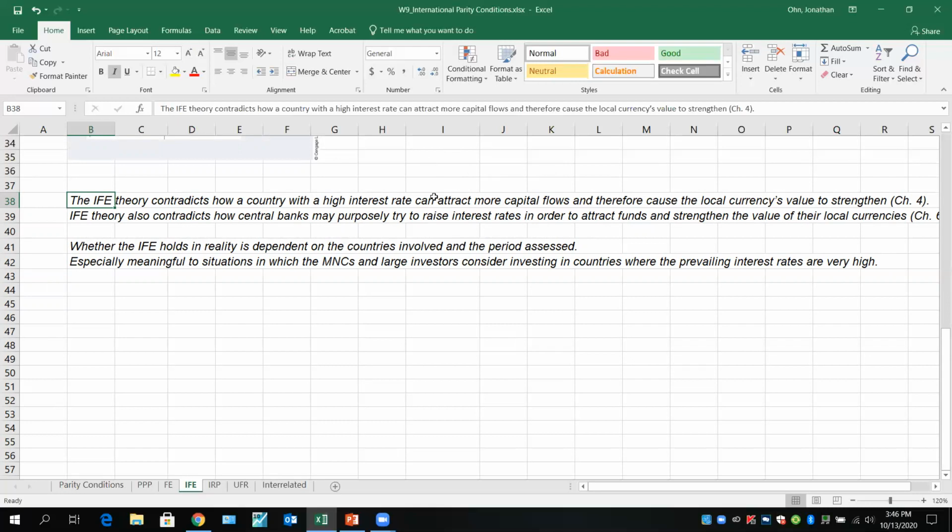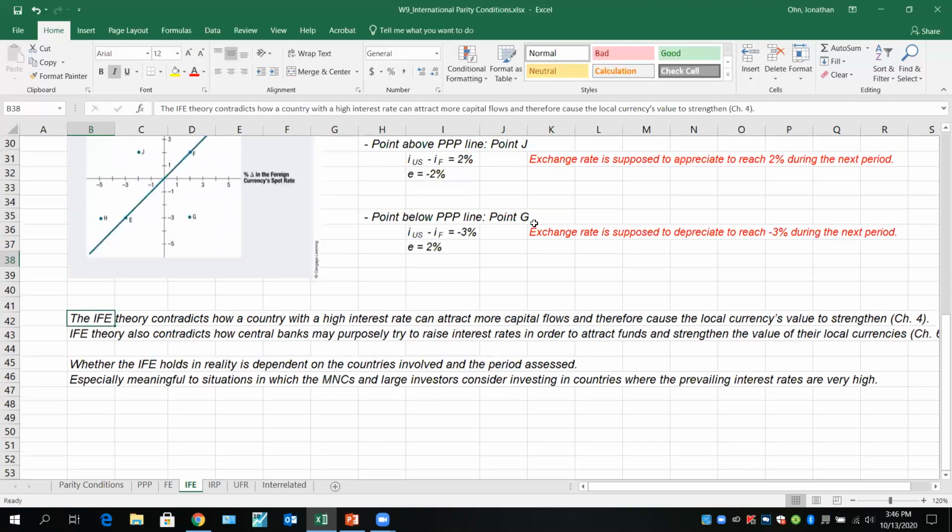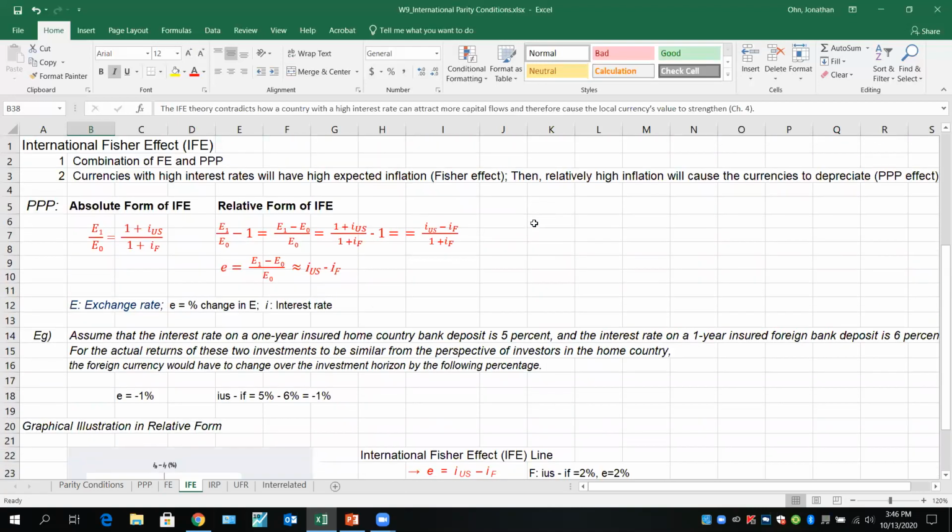Okay, that's one thing. And second, especially the second one, the central bank may purposely try to raise capital. It is an artificial, intentional action, not the market equilibrium or market forces. This is the intentional action. So that is not explained by the international Fisher effect.